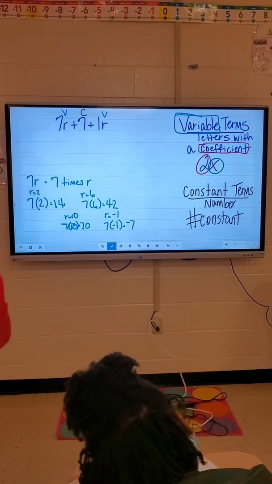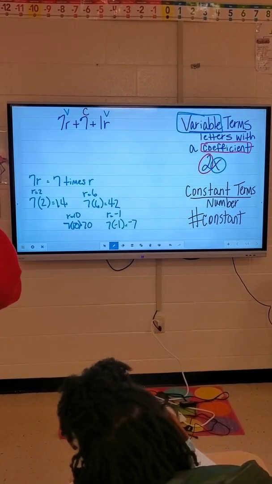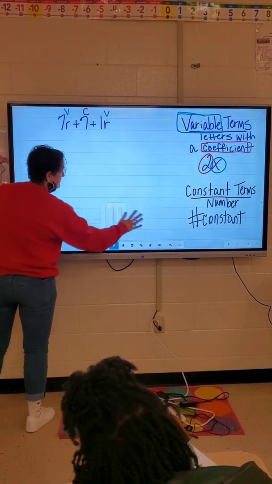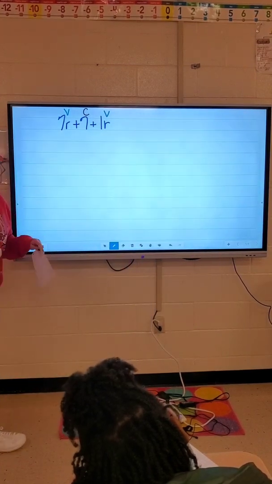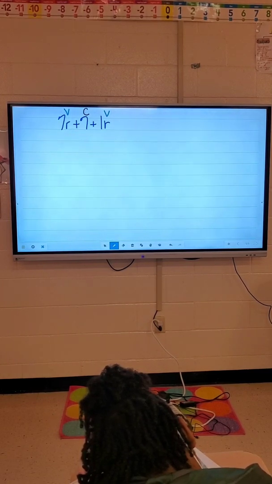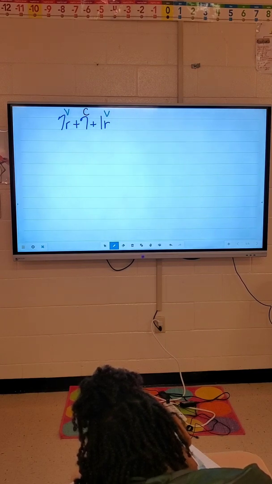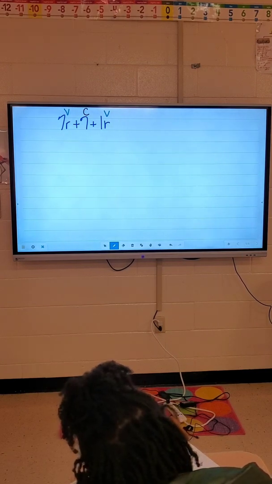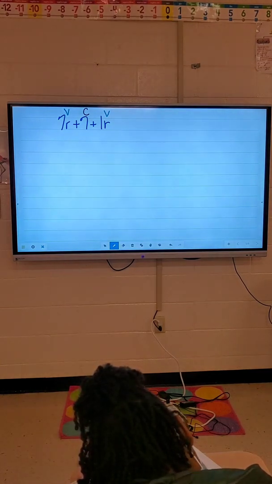Okay, so now let's go over. Let's do this one. All right, so here's the catch. Variable terms have to be combined with like terms, meaning they got to have the same variable. Okay? A's can't go with B's. X's can't go with Y's. Okay? Constant terms can only be combined with constants. Okay?